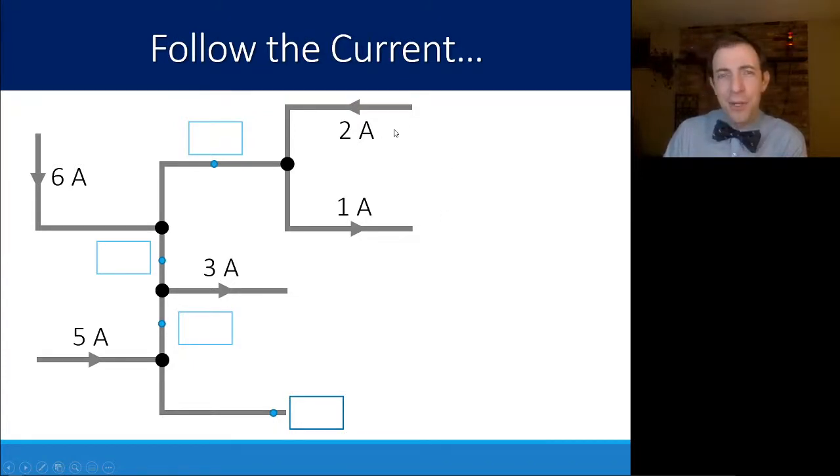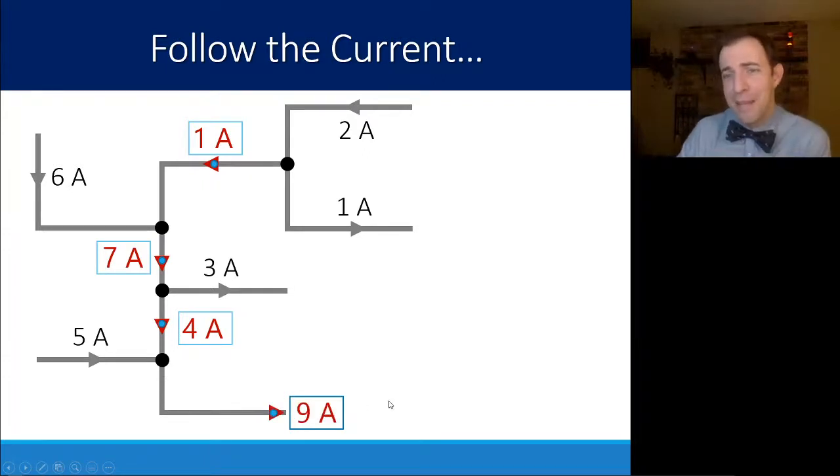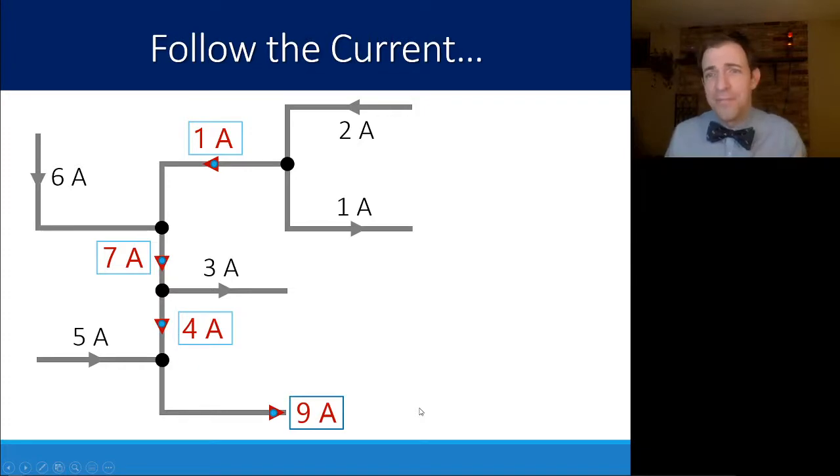So looking here, 2 amps flowing in, 1 amp flowing out. This has to be 1 amp flowing out as well. So 1 plus 1 is 2. I got 1 amp and 6 amps flowing in. That means I need to have 7 amps flowing out. 7 amps flowing and then loses 3. That this has to be 4. So 4 plus 3 equals 7. And then 4 amps and 5 amps converge to give you 9 amps of current flowing all the way out. So follow the current. Each junction must add up to 0.